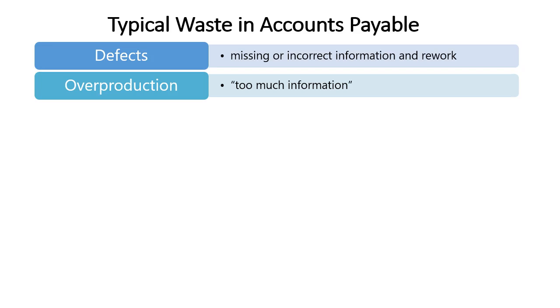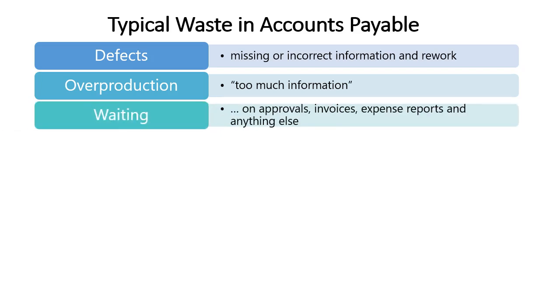Overproduction: producing too much information or too soon. Based on my experience, I haven't seen much of this because accounts payable is very much like a production process in terms of completing transactions.